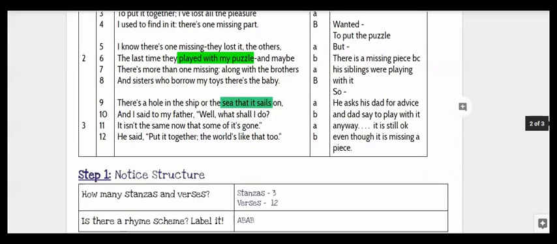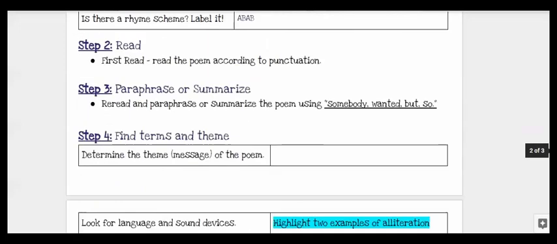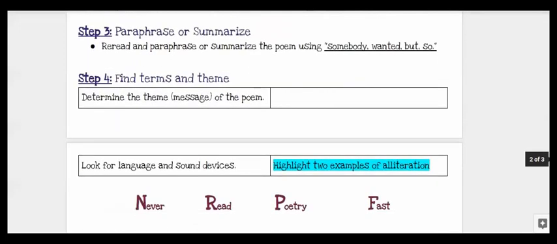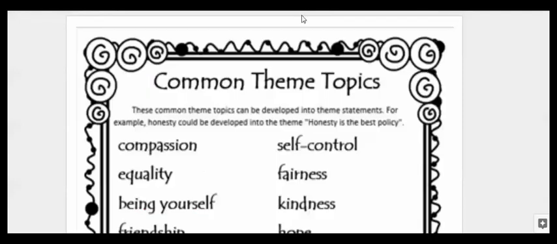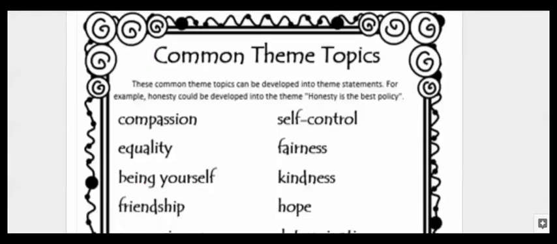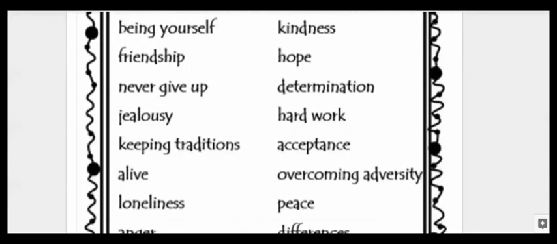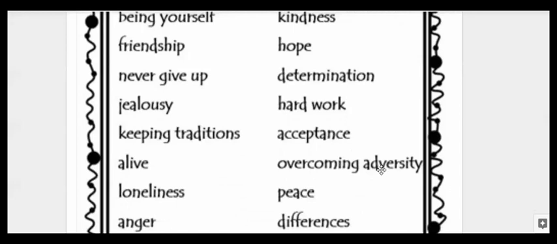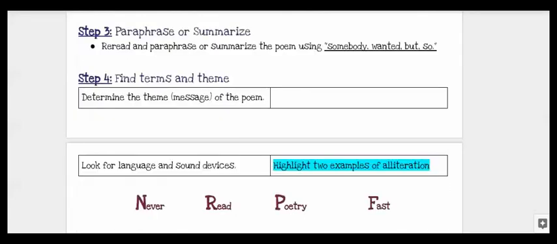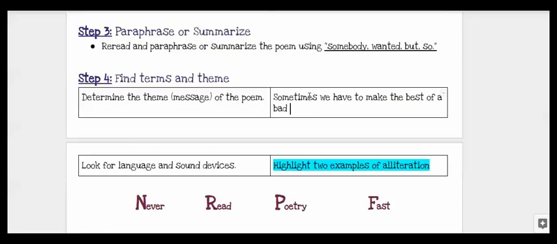And then that last piece, what is the theme of this? Well, you could pull out your theme topics, and if you scroll down, you might see overcoming adversity. Adversity means problems. So overcoming adversity. Maybe the theme or message could be something like, sometimes we have to make the best of a bad situation.